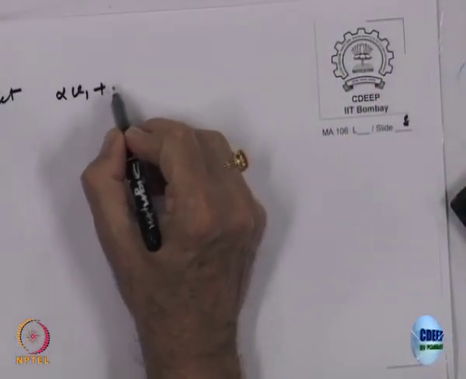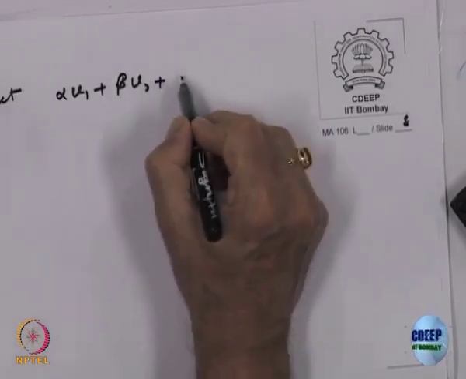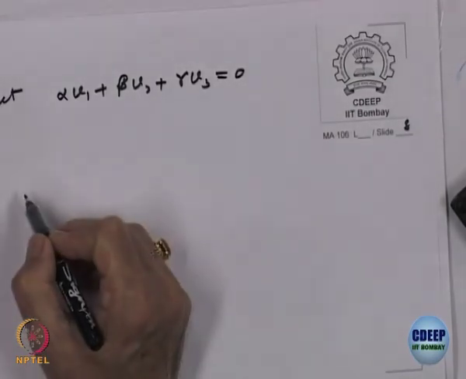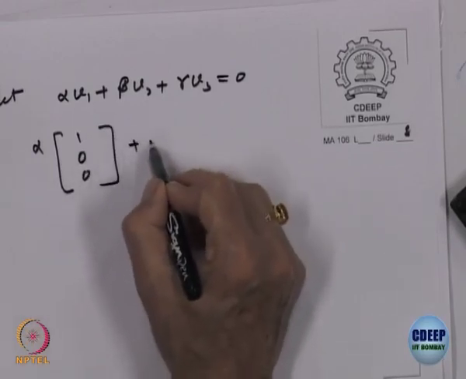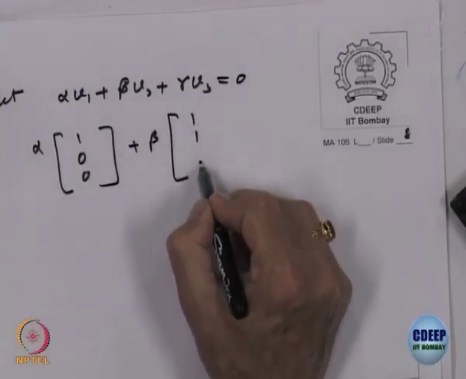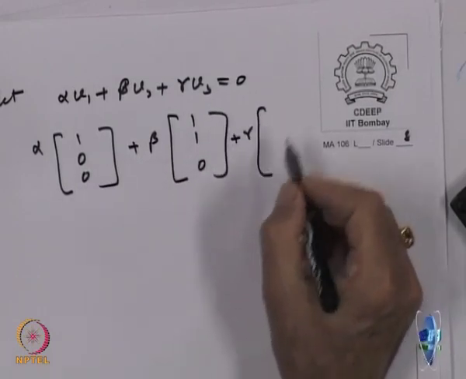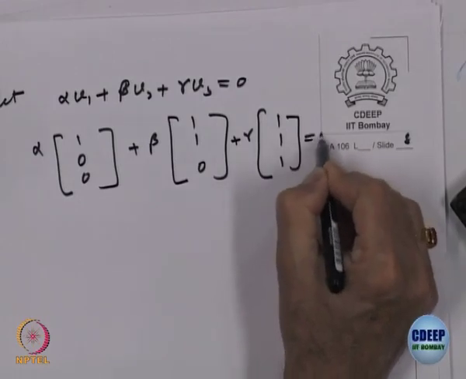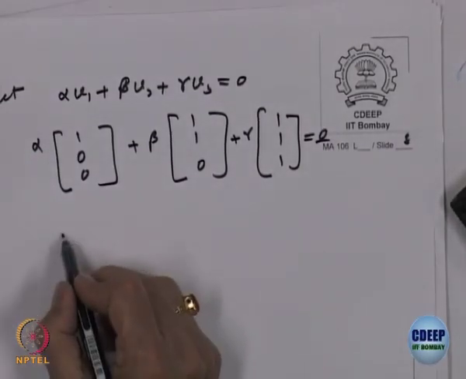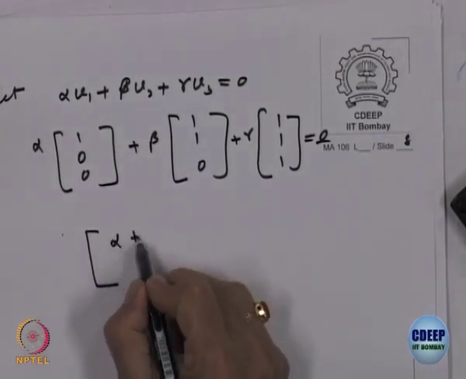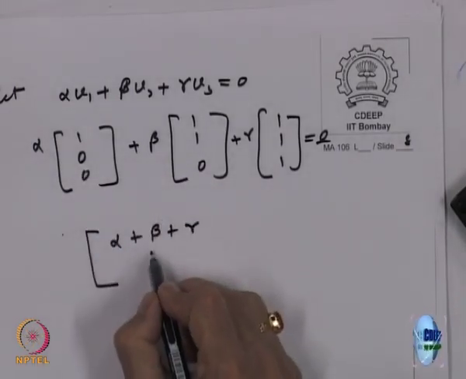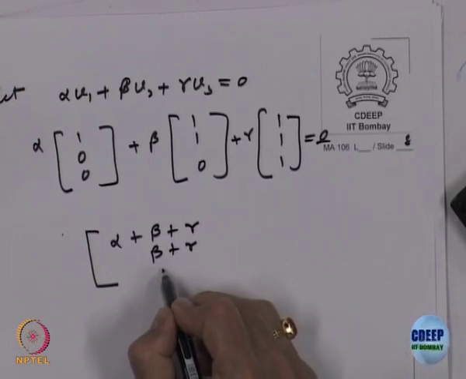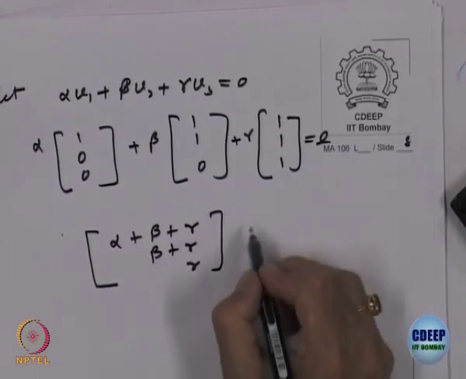Let alpha v1 plus beta v2 plus gamma v3 be equal to 0. So, what does that mean? Alpha times (1, 0, 0) plus beta times (1, 1, 0) plus gamma times the third vector (1, 1, 1) is equal to 0. Let us simplify. What does it mean? It means alpha plus beta plus gamma, that is the first element. What is the second? That is beta plus gamma, and that is the third one, that is gamma, should be equal to 0.